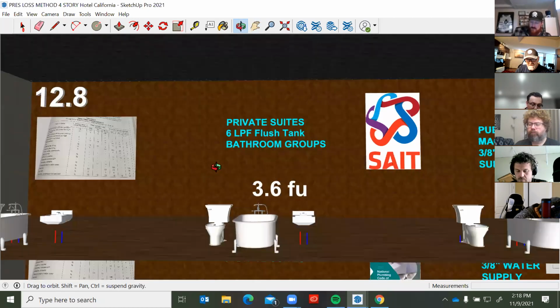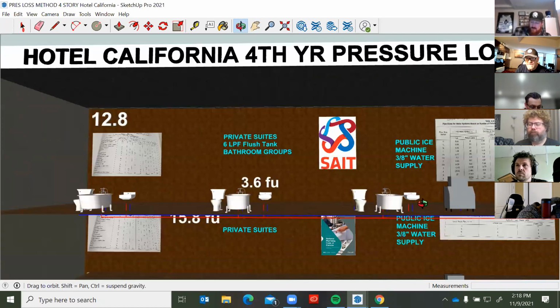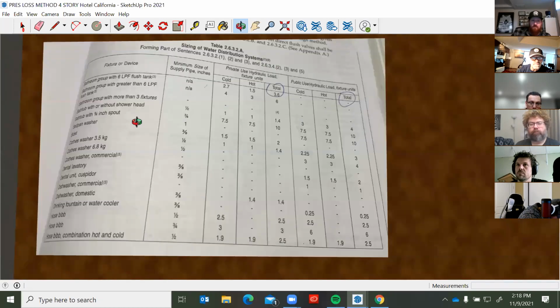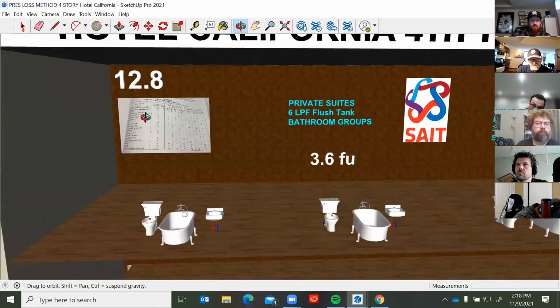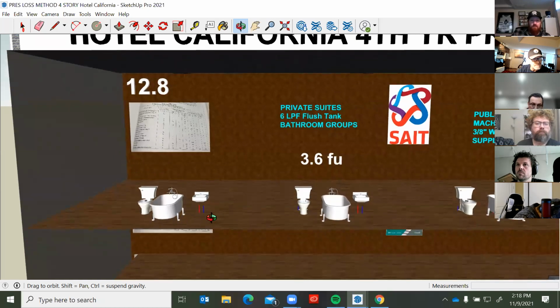In other words, how many fixture units is this going to be that feeds? Well, that's got a hot, that's got a hot, toilet doesn't, that's got a hot, that's got a hot, that's got a hot, and that's got a hot. And the ice machine doesn't. So how do you do it? Well, let's look at the table for bathroom groups. Oh, it doesn't say hot here, does it? So you're going to have to do them individually on hot.